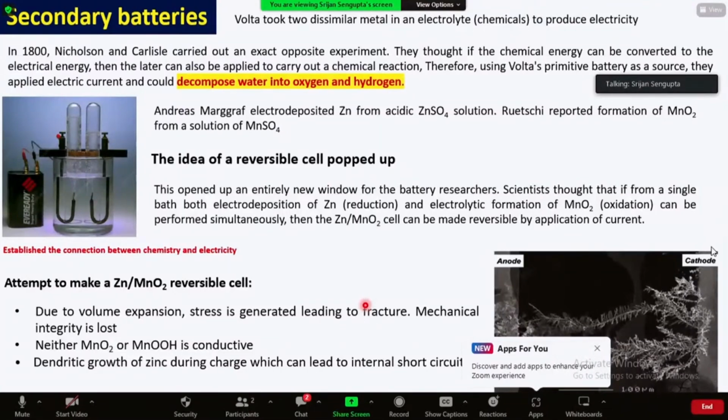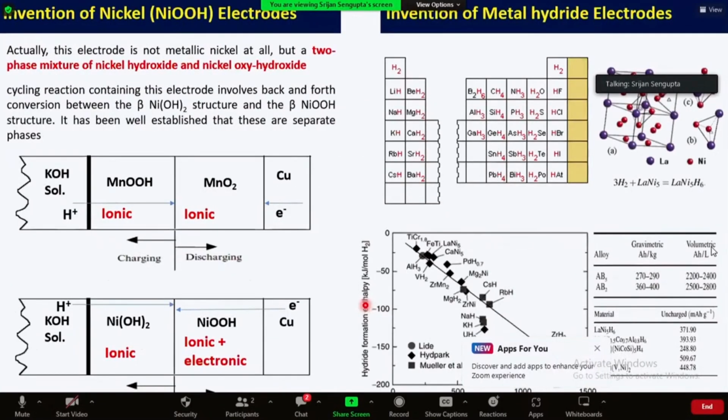How was this problem resolved? This was resolved by the invention of these two materials. One is called a nickel electrode, and one is called a metal hydride electrode. This nickel electrode is actually a combination of nickel hydroxide and nickel oxyhydroxide. So the advantage over MnO2 is this: the nickel oxyhydroxide phase is both ionically and electronically conductive.